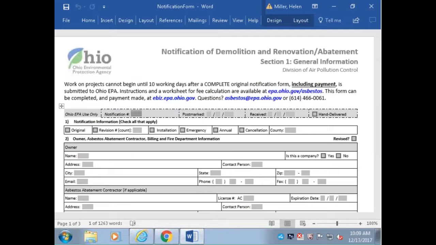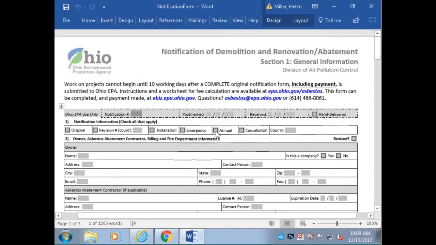If it is an emergency notification, you would click the emergency button. There is a section later on that we're going to be seeing where you will fill out some information regarding the emergencies and also have the ability to upload documents as need be.